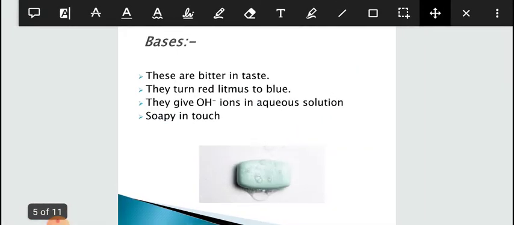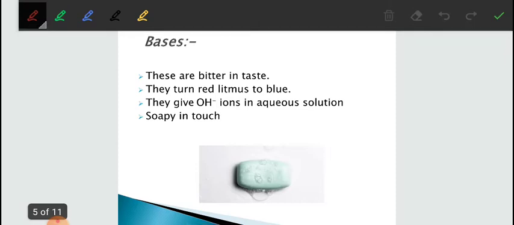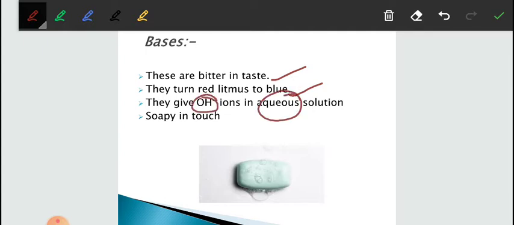Next one, we are going to talk about bases. Bases are those which are bitter in taste. They turn red litmus to blue. They give OH negative ions in aqueous solution. Aqueous solution is that solution which contains water as a solvent. The next property is that they are soapy to touch.